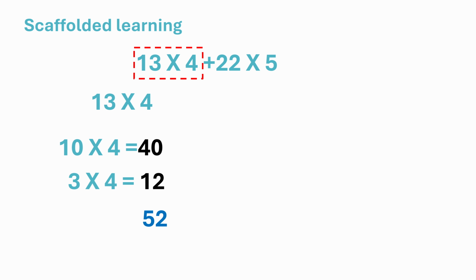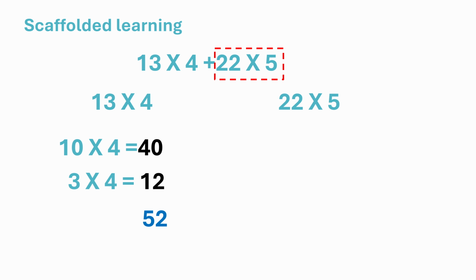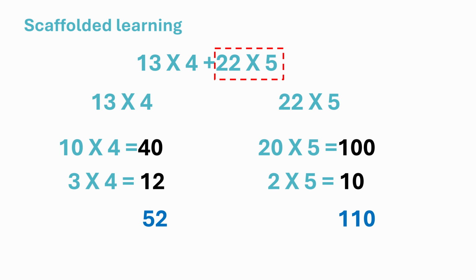And then the next part, 22 times 5, let's do that the same way. 22 times 5 is just 20 times 5, which is 100, and 5 times 2, which is 10. So 110, and now I can take 110 and 52 and add them together, and I get the answer of 162. You can see here that because we've scaffolded the learning, because we took what was a more complex problem that we could have given to the students, but broke it down into components, we can make it so much easier for them to pick up the ideas.